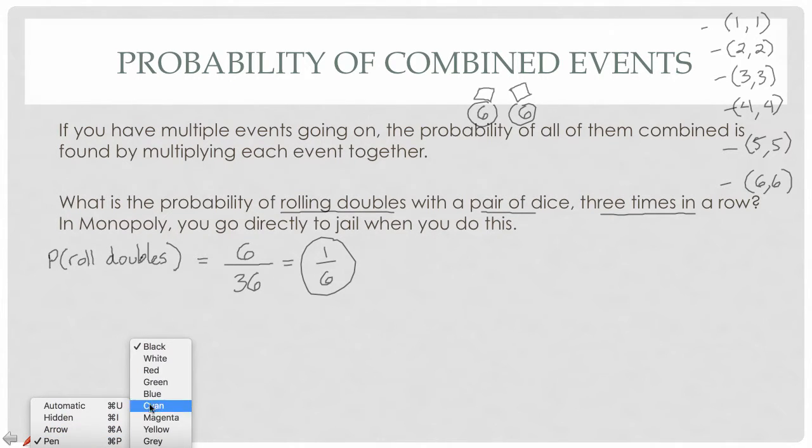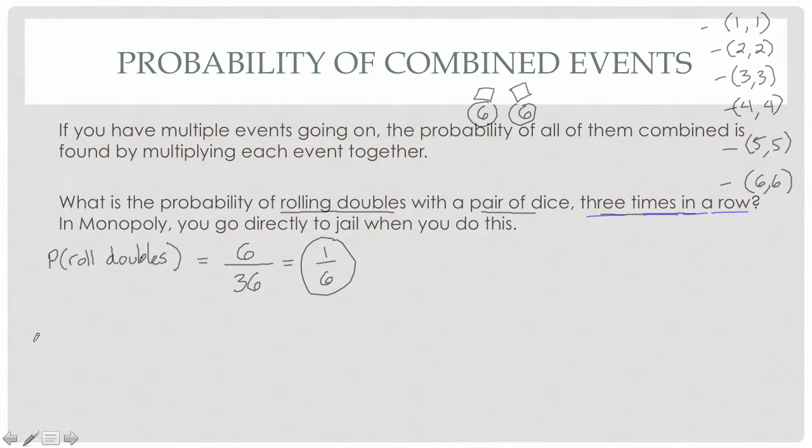But wait a minute, we didn't want to know how often it was to get doubles. We want to know, what if you get doubles 3 times in a row? So let's think about this. The probability of doubles 3 times. Well, that's going to be 1/6. I roll doubles the first time. I roll doubles again, so that adds another 1/6 probability. I roll doubles again. There's another 1/6 probability. So the probability of all 3 of them happening is going to be 1/6 times 1/6 times 1/6.